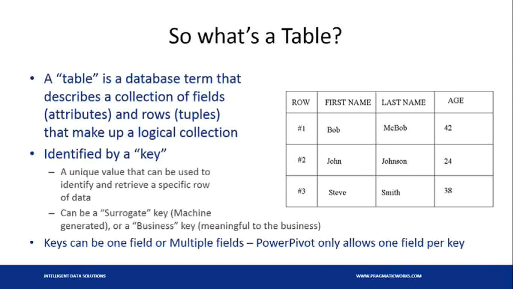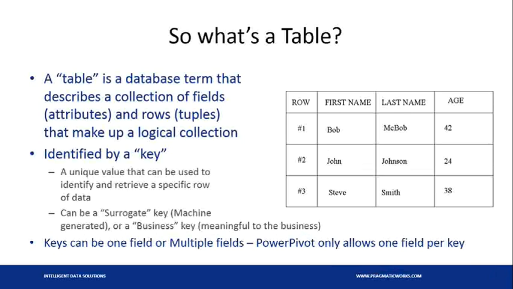So my row number 1 is Bob McBob, and he's 42. That has 4 fields: 1 key field and 3 attributes. The key field is the value that I can use to find just that row. It's what makes that row unique. How do I tell one row from another row? In most cases, you're going to find that it's a computer-generated number that makes it unique. One of the reasons we do that in the data world is because sometimes it's kind of hard to determine what makes a row unique.